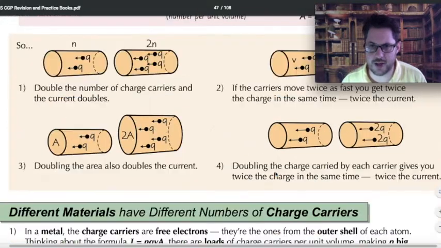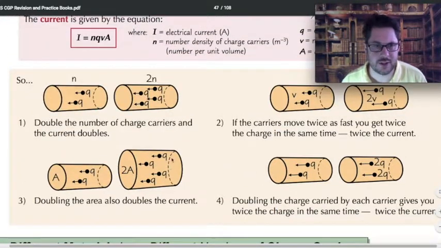Let's just see if they put anything useful in this. Here we can see, N is the number of electrons per meter cubed. So if this is a meter, then we've got a meter cubed, then we've got two electrons here. So if we double the number of charge carriers, then the current doubles. So here, if we double n, then I doubles, provided that Q, V, and A all remain the same. If the carriers move twice as fast, you get twice the charge in the same time, twice the current.